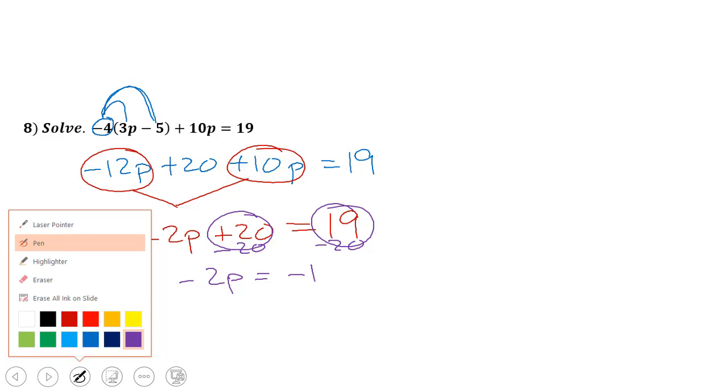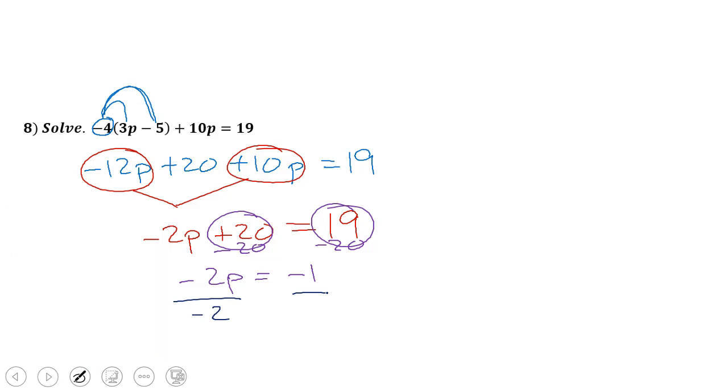And we have a simple equation now. All we have to do is divide by a negative 2. And we get that p is equal to a positive 1/2. Why positive? Negative divided by a negative is positive. Go ahead and pause the video and meet me for example 9.